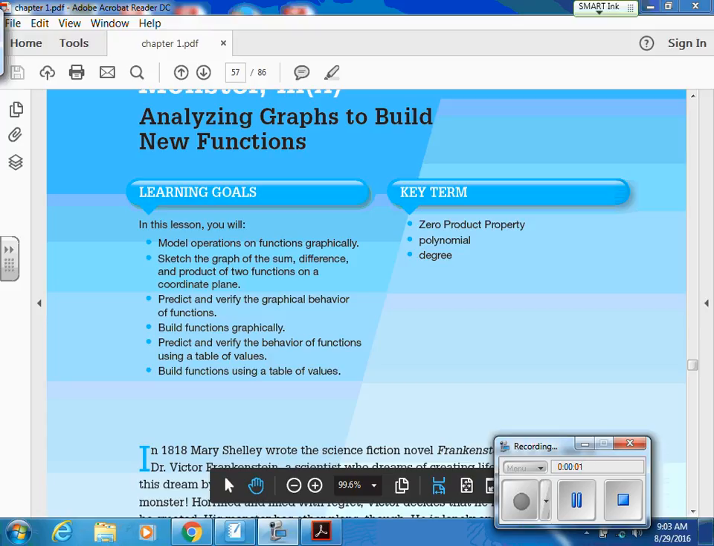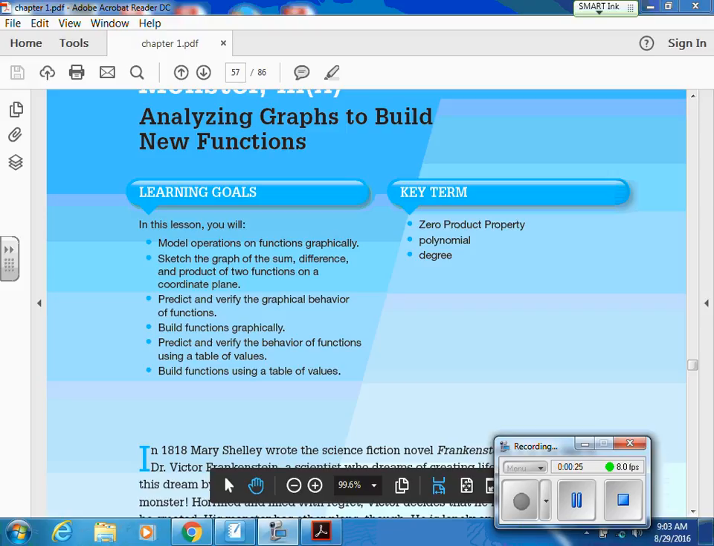Alright, 1.5, we're going to be building graphs, building new functions from the graph. It's a pretty neat section, actually. It's one of my favorites. So we do these things called function operations, where you have to add, subtract, multiply, and divide functions. And we're going to do that today, not divide.